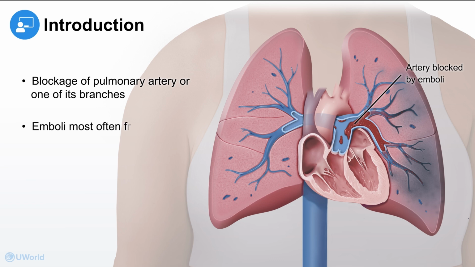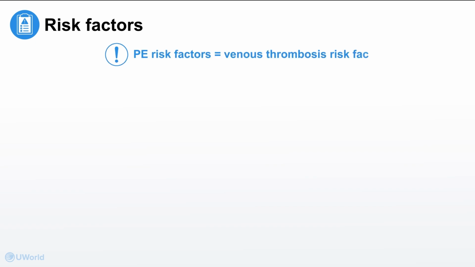These emboli most often arise from pre-existing venous thrombosis, which will be the focus of this video, but can also be caused by other material entering the venous system, such as air or fat. Because of the shared pathogenesis, the risk factors for PE reflect those of venous thromboembolism.